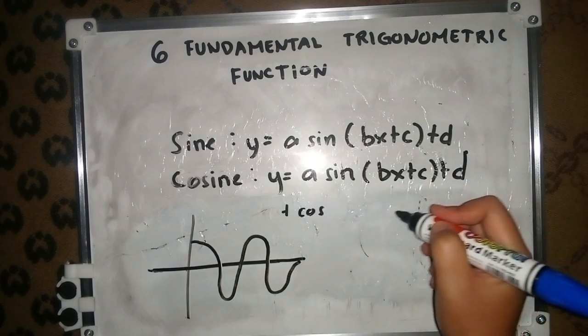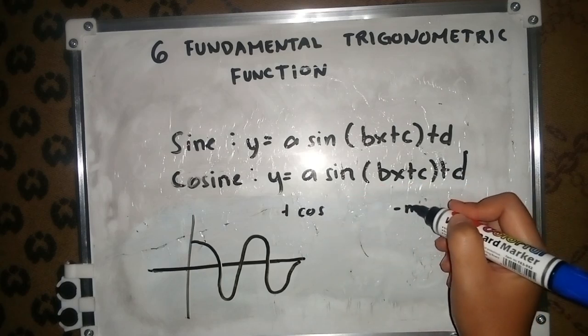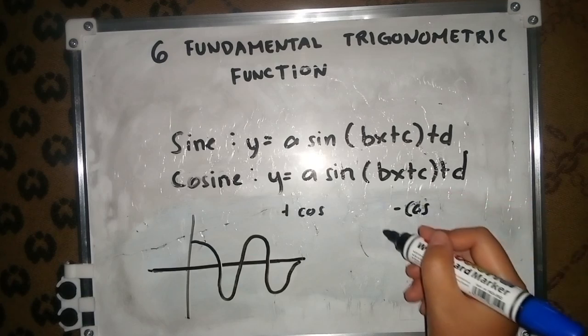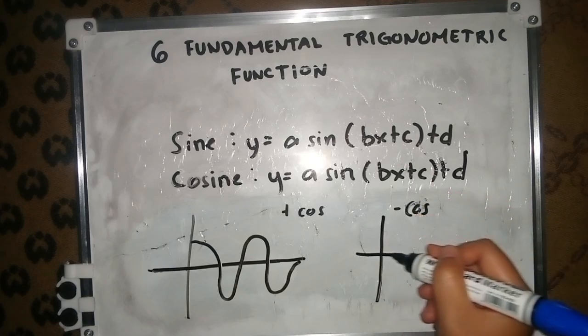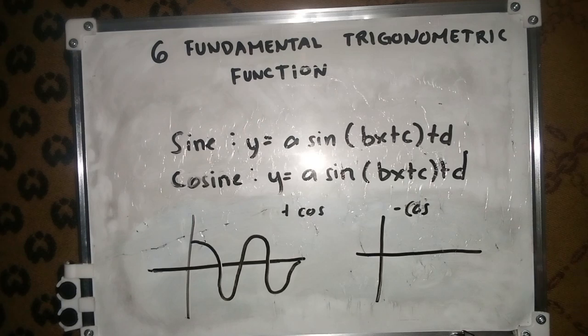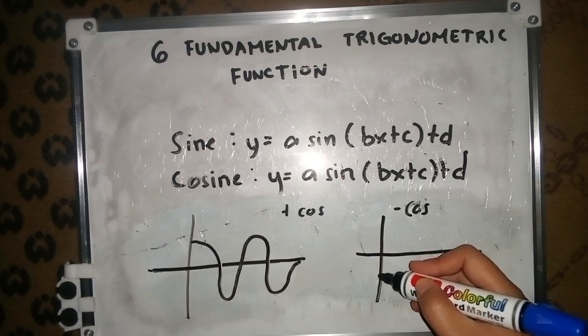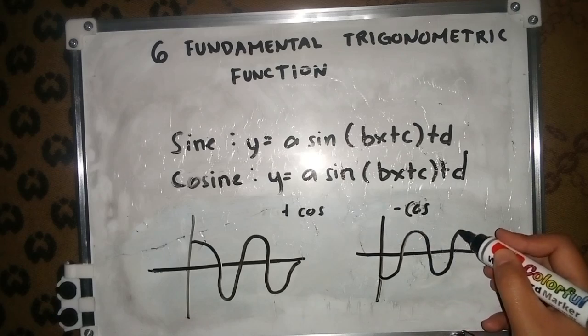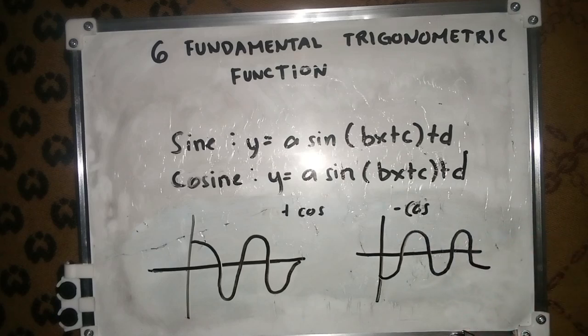The negative cosine is like this. So like the negative sine earlier, we will start at the bottom, and then it goes up and down and up and down. So this is the negative cosine.